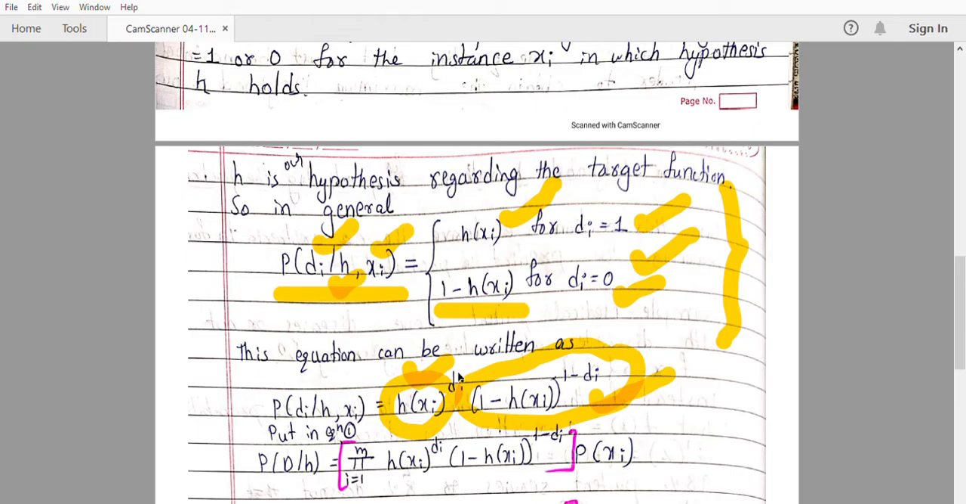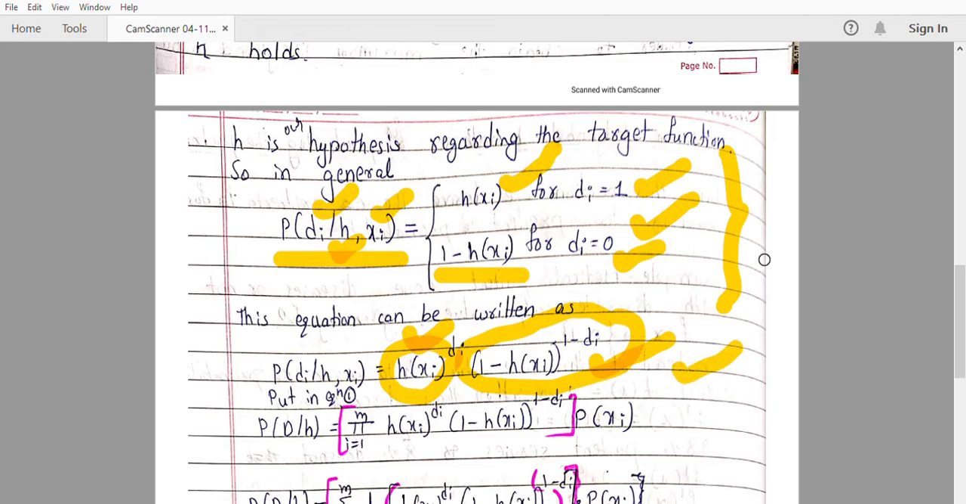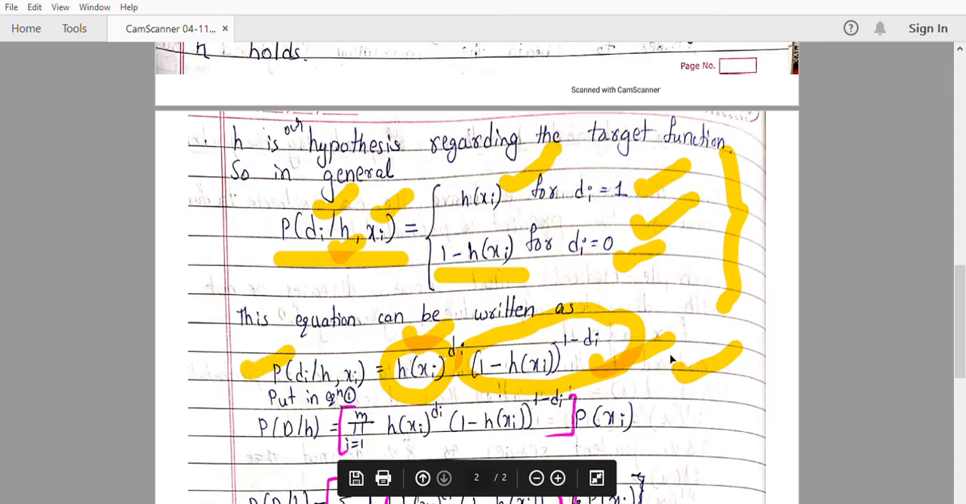For di equal to 0, you should get 1 minus h of xi. So put di equal to 0 here: 1 minus 0 is 1, so that exponent is raised to 1, and the other is raised to 0. We are left with only this. Di equal to 0 means that term becomes 1, so we are left with 1 minus h of xi. That is equal to this. So this is another representation of this equation. Now put this in the previous equation.